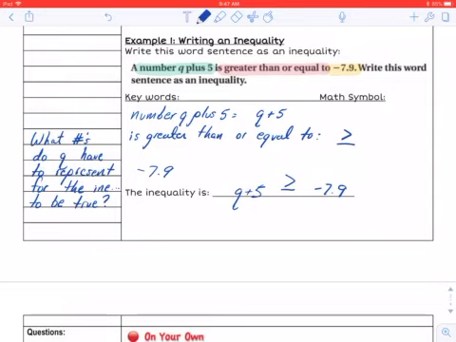Because if we were to put in, let's say, a number such as Q is equal to 1, and this is just an example, if Q is equal to 1 and I plug that in here, that would be 1 plus 5. 1 plus 5 would give me 6. And is 6 greater than or equal to negative 7.9? Yeah, 6 is a greater number than a negative number because it's positive, so that would make it true. So 1 would be one of the numbers. Even 2 or 3 or 4, because that would make this 7, 8, 9, would all make that true.